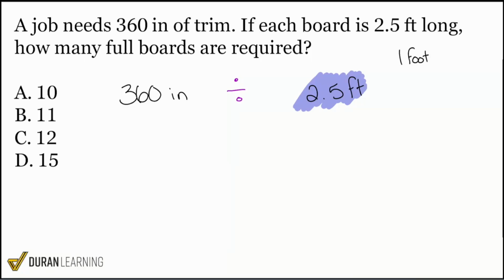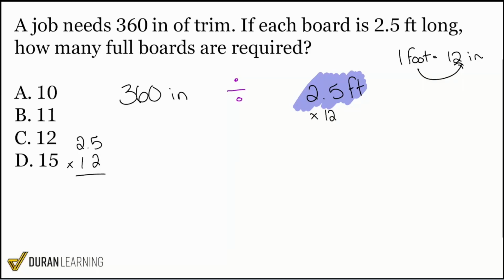1 foot equals 12 inches. And so to go from feet to inches, I'm going to multiply. So I'm going to multiply the 2.5 by 12, and I'm going to do that right over here. 2.5 multiplied by 12. Remember that when we multiply by a decimal, we'll go ahead and ignore that decimal and then just bring it back at the end.